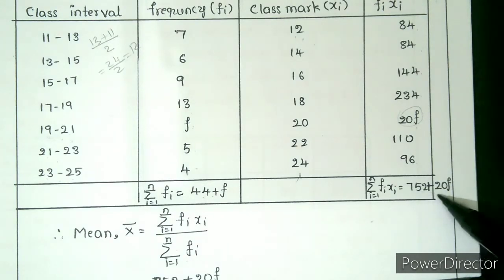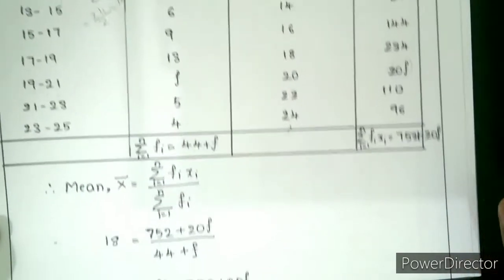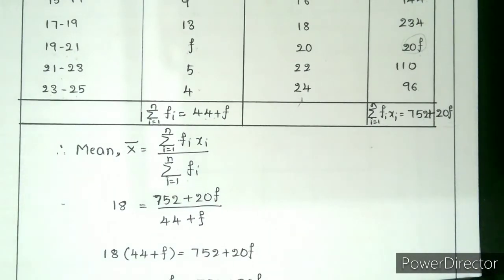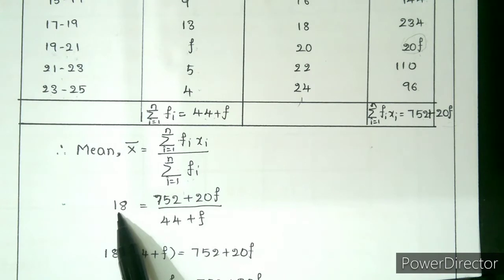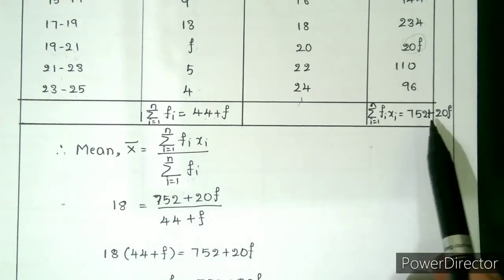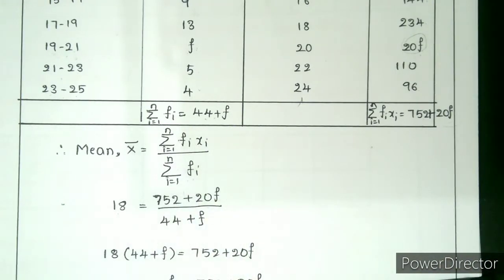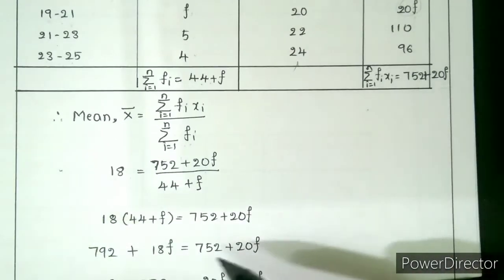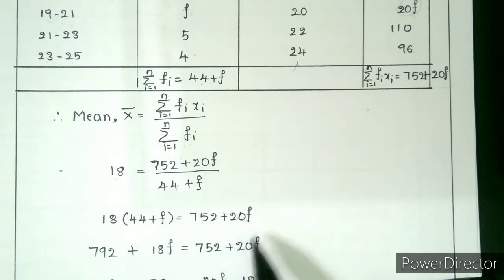So 752 plus 20f. The formula for the mean x bar is equal to summation i equal to 1 to n of fi xi divided by summation i equal to 1 to n of fi. The mean value given is 18, and the summation of fi xi is 752 plus 20f, and the summation of fi is equal to 44 plus f. So multiply 44 plus f into 18, equals 752 plus 20f.